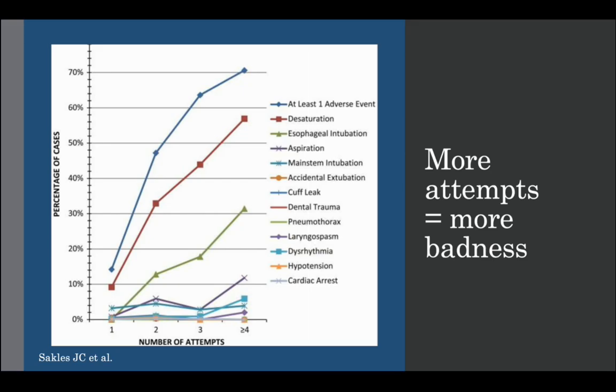But notice the blue line here. Overall, one attempt is 15%, but even a second attempt is almost a 50% complication rate, and then it goes up significantly with each continued attempt. This is really the groundbreaking study that told us the number of times we try to intubate people matters. Let's try to set ourselves up to get it on the first attempt. And I better have something I can change that will make me think I'm going to be successful on the second attempt if I'm not going to go straight to a backup device.